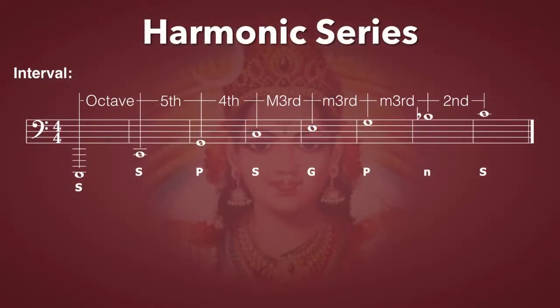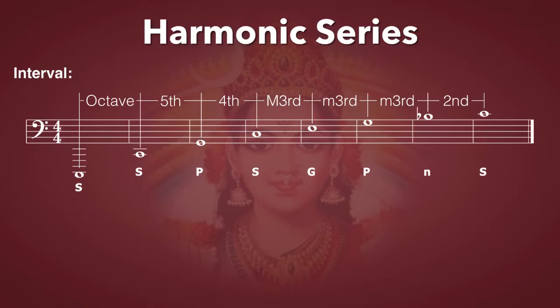Let's revisit from the last video the diagram showing the harmonic series. Here's the harmonic series, and here is how it sounds. Now, the difference between the notes of the harmonic series are the primary intervals of the Vedic scale. And they are given above the staff: octave, fifth, fourth, major third, minor third, and second. So these intervals become the swaras, Sa, Pa, Sa, Ga, Pa, Ni, Sa. Then those intervals are used to create the scale.